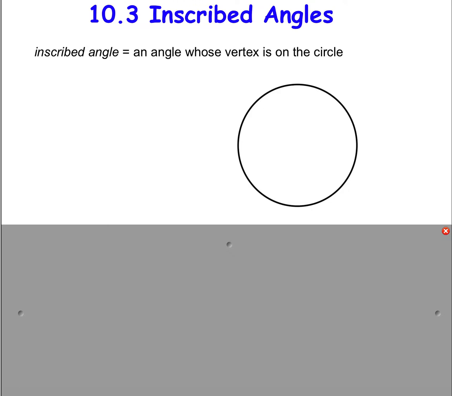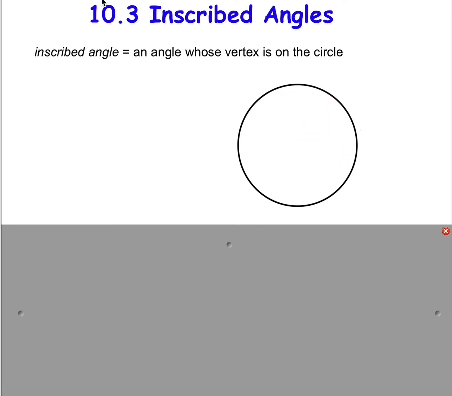So if you remember before, we talked about central angles. And if I have a center of a circle there, then a central angle is going to be an angle that comes from the center of the circle like that. And based on whatever the measure of this angle is, that will also tell us the measure of this arc, right? Well, an inscribed angle is a little bit different.